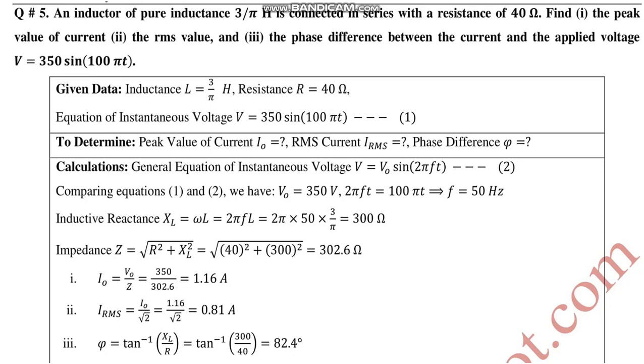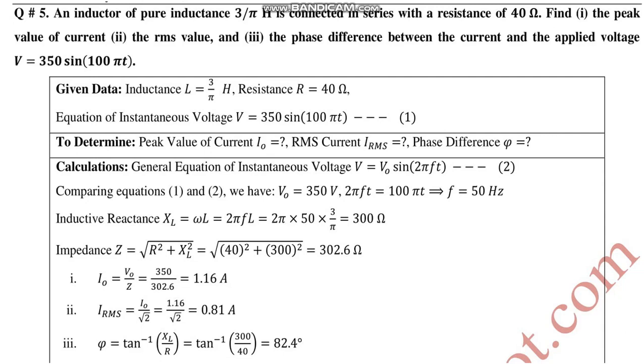So comparing equation number 1 and 2, we have V naught is equal to 350 volts. In the second equation V naught, compared to 1, is 350 volts. For the frequency, we compare equation 1 and 2, 2 pi ft is equal to 100 pi t. All other values are cancelled, and frequency we get 50 Hz.